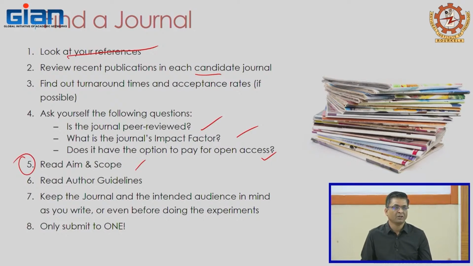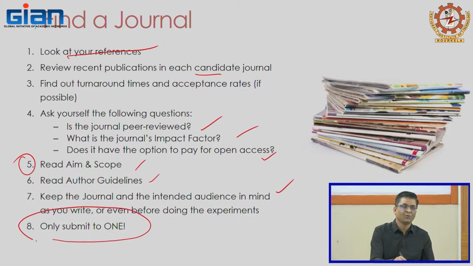Check the journal; nobody reads what their aim and scope is. And then the author guidelines, keep the intended audience in mind. And do not submit it to two journals and withdraw from the one that gives you a comment. All the things are connected. Every journal is reviewed, and every journal's activities are watched by certain agencies. So never make this mistake.